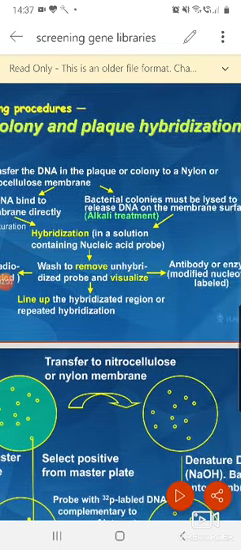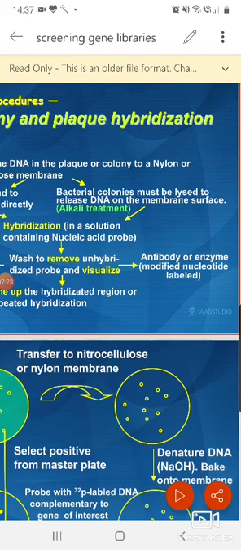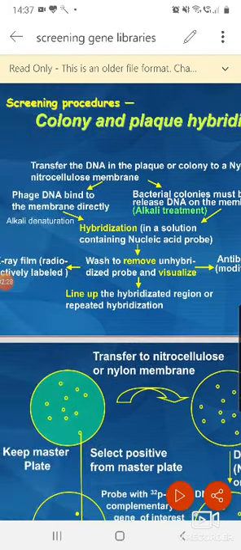If you are using an antibody, that means you are looking for a protein which is being expressed either in the plaque, meaning the phage clone, or in the bacteria, inside the vector where you have cloned your gene of interest, which is actually expressing and giving you a protein. In that case, you can use an antibody or an enzyme-modified nucleotide label, and you can line up the hybridized region or repeat the hybridization. So you can repeat the process also.